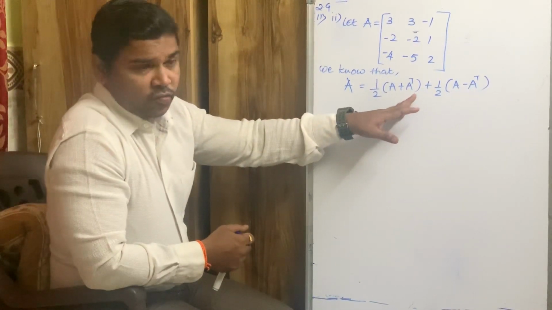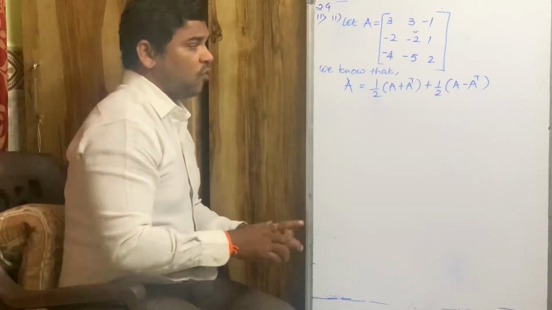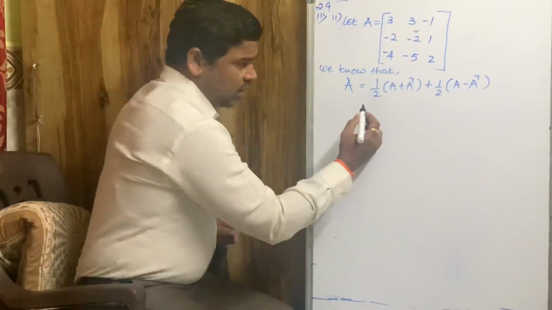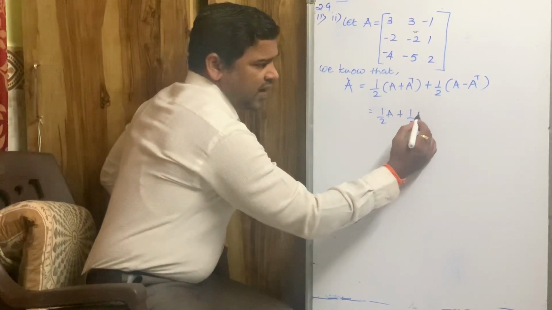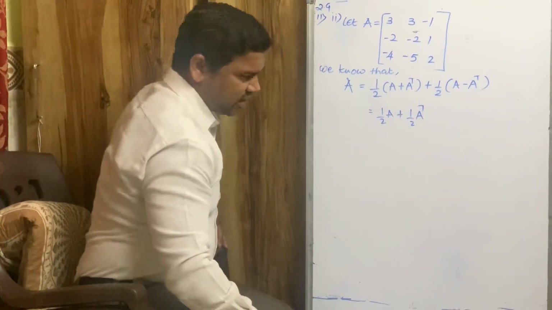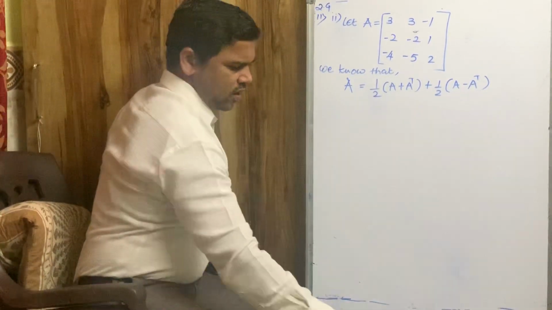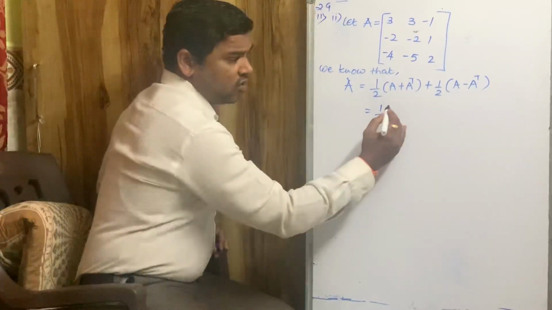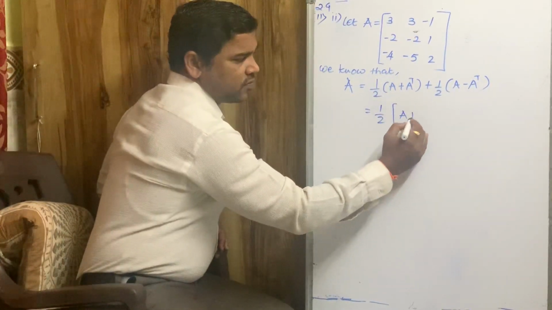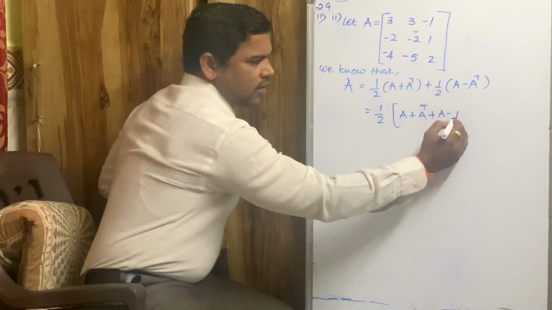Half of A transpose plus half A minus half of A transpose. So what will happen? If you expand this, multiplying by half, it will come as half A plus half A transpose. In other words, if you take half common, what you'll get? You'll get A plus A transpose plus here A minus A transpose.